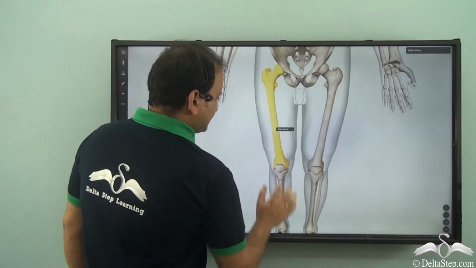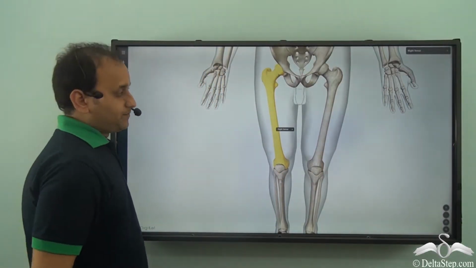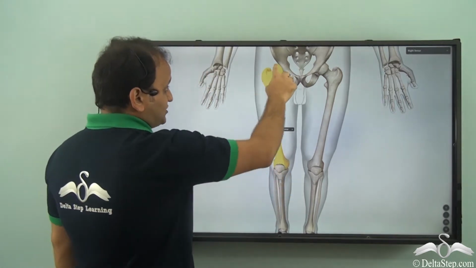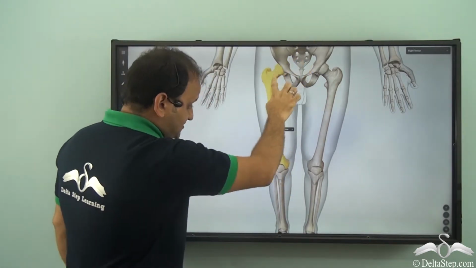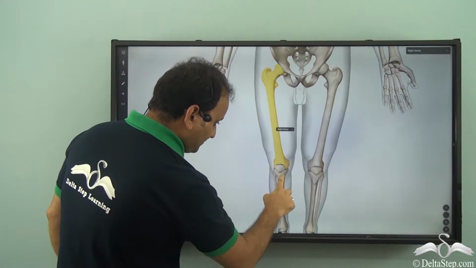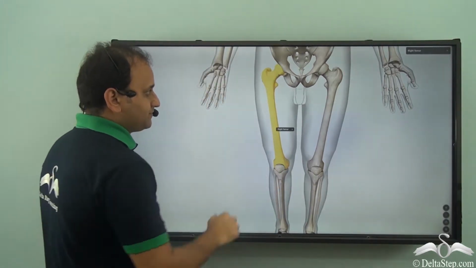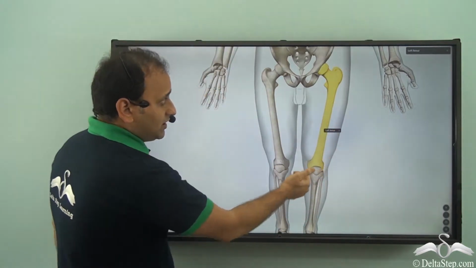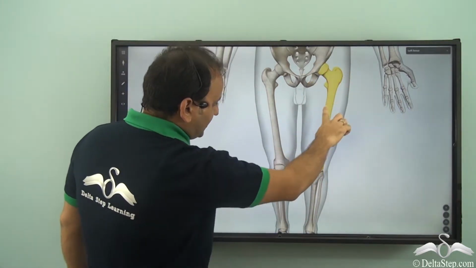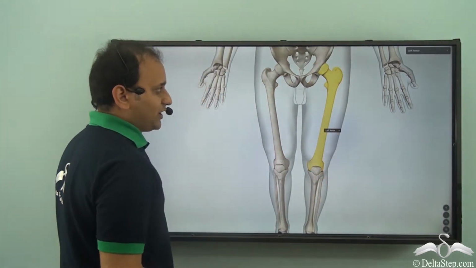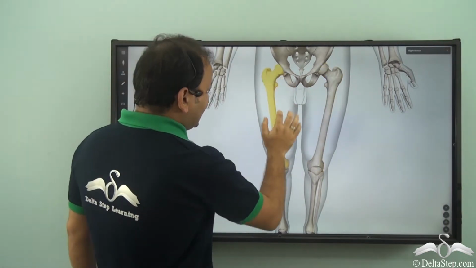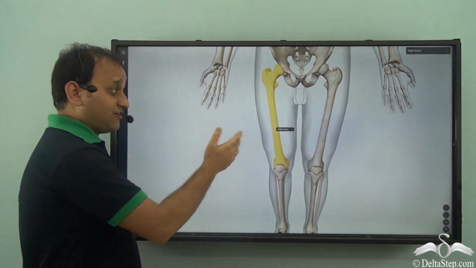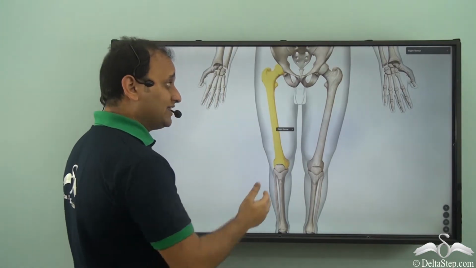Now, this is the femur. As you can see, it starts here from the hips and ends here at the knee joint. Similarly, even on the left hand side, we have femur, which starts here at the hip and ends at the knee joint. And as you can see, this is very large. In fact, this is the largest bone in the body.